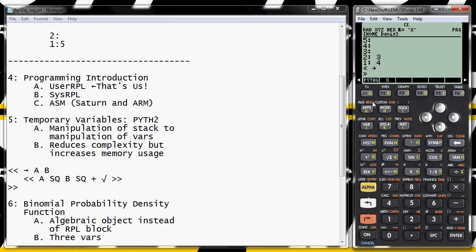What you do after the arrow is put the names of the variables you want afterwards. This says, okay, I want A and B. I want to put values from the stack into A and B. And it takes values from the top of the stack and puts them in these variables. So that means it's going from the top of the stack down. So A is going to be 3 and B is going to be 4.